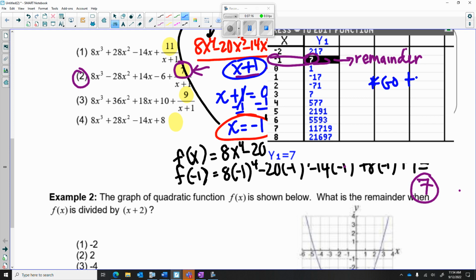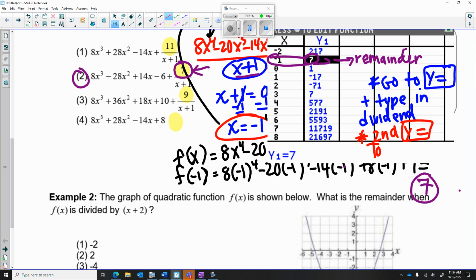Go to y equals on your calculator and type in the dividend, which is the numerator of your fraction, and then go to the table, which is second graph, table, and look at the x value in the table that you got, and look at the y that corresponds to it. And whatever corresponds to that value over here, that's going to be your remainder. Okay? That's that. Now let's look at number 2.